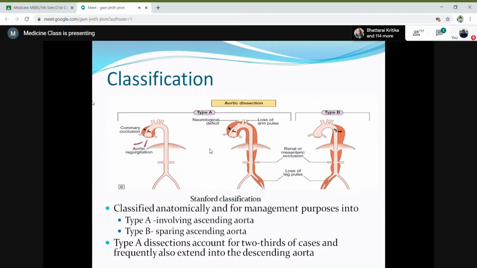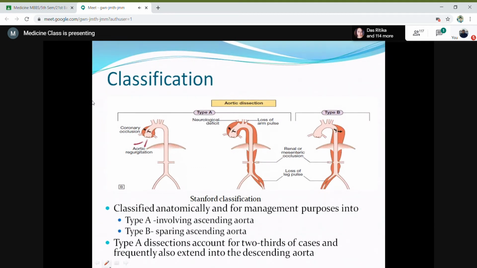Okay, so it is classified into type A, which involves the ascending aorta, and type B, sparing the ascending aorta. So you can see in type B the ascending aorta is spared. Okay, so involving the ascending aorta or sparing the ascending aorta: type A and type B.